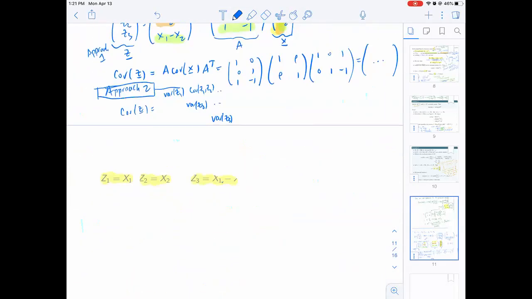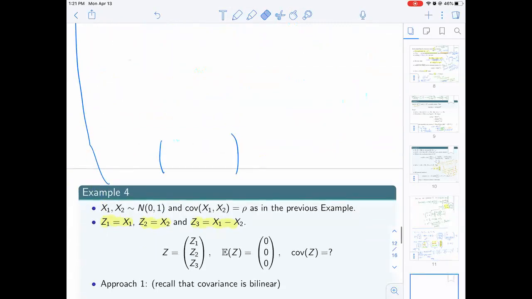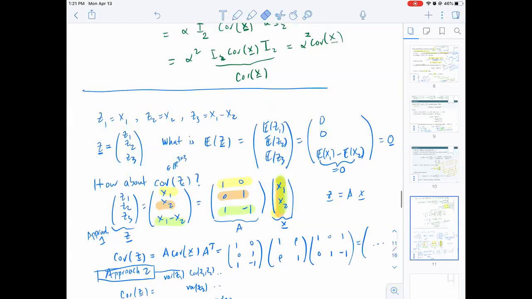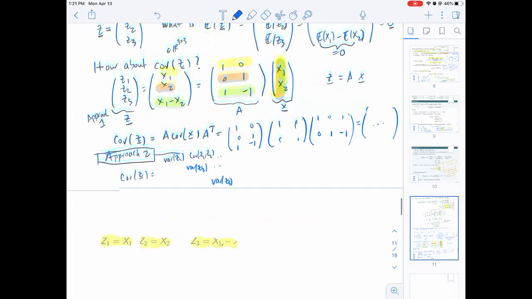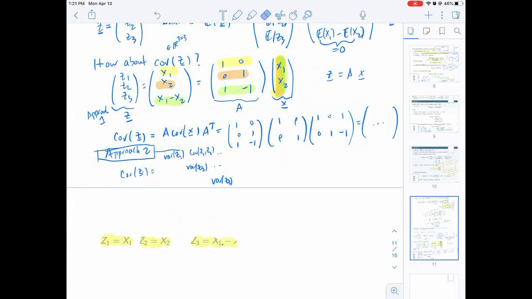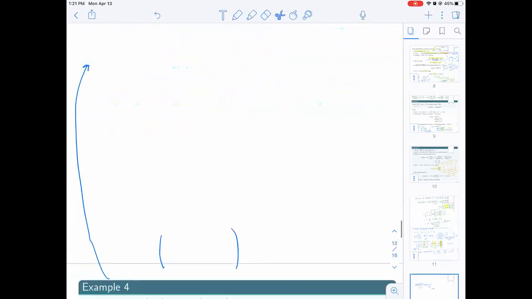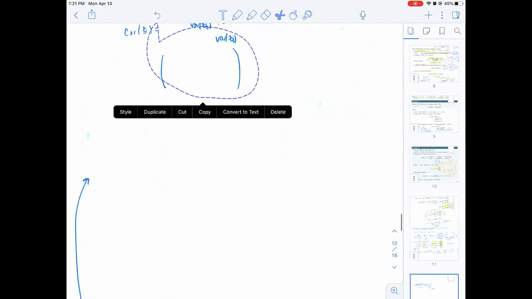Oh, what happened here? Interesting. I'm going to go ahead with the solution of example 4. I have to bring this up.